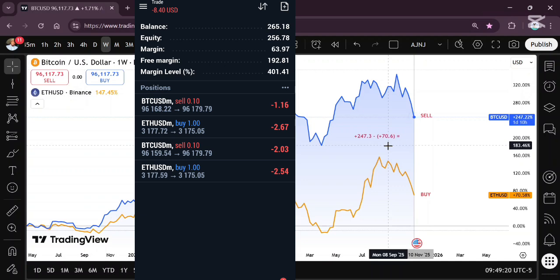I'm even expecting more than 1 to 5% in this trade. My account is around 265, so I'm expecting 1 to 5% in this trade.